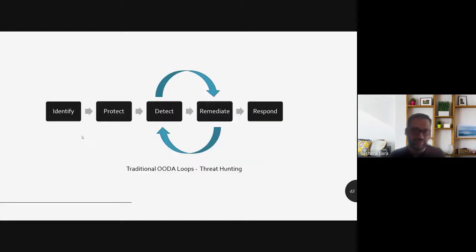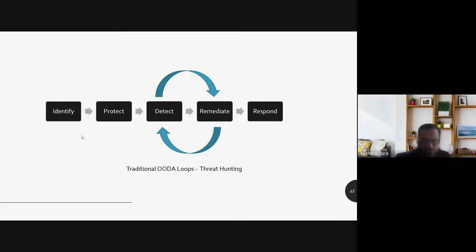So traditionally, OODA loops are applied in threat hunting in terms of identifying the threat artifacts, detecting them in the logs, and then remediating them in some sense using the SIEM or the SOAR platforms of late. But what we need to go towards as an industry is shifting left this OODA loop, because detecting and remediating is a little later in the cycle.